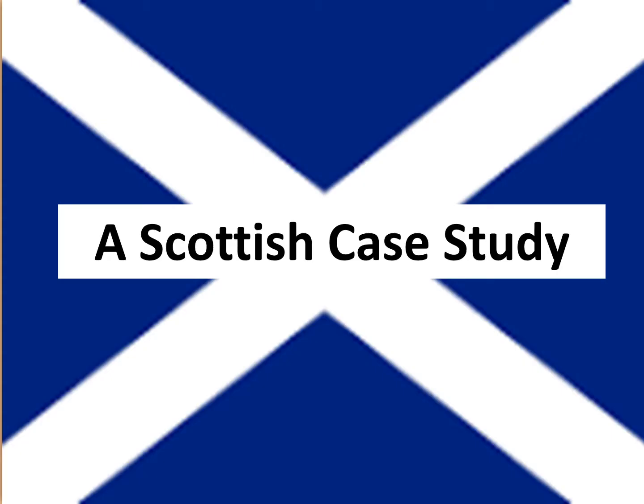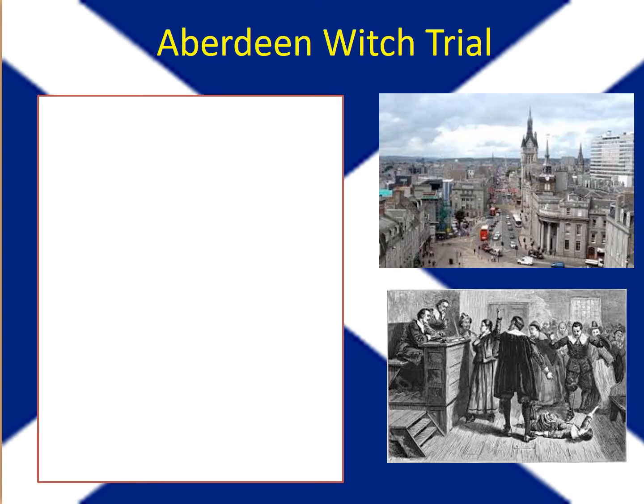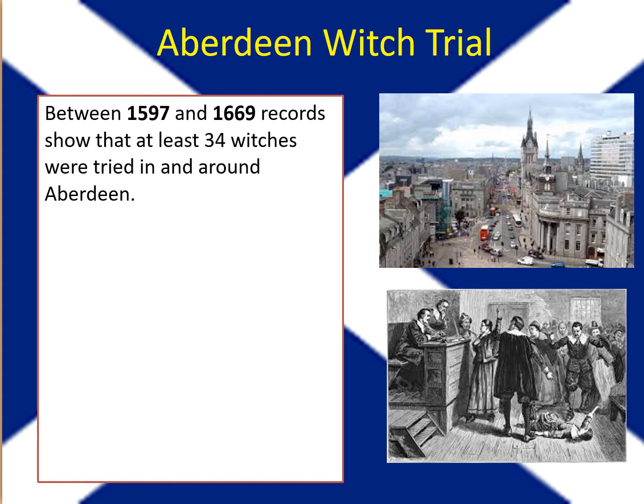Now, we're focusing now on a Scottish case study. So we're looking at the city of Aberdeen and Aberdeen witch trial. Now, between 1597 and 1669, records show that at least 34 witches were tried in and around Aberdeen.